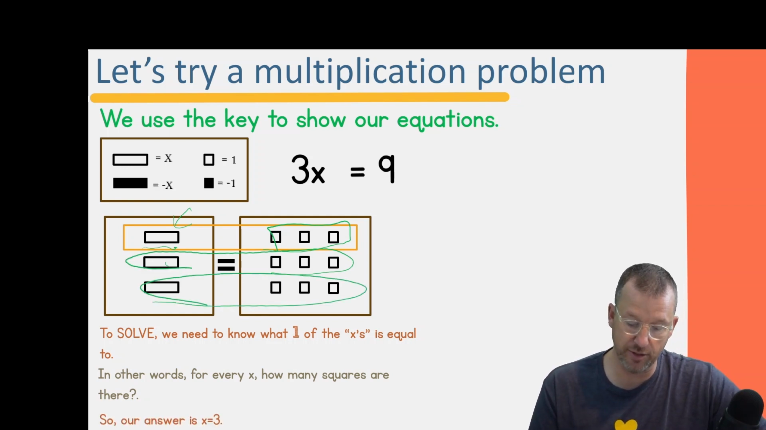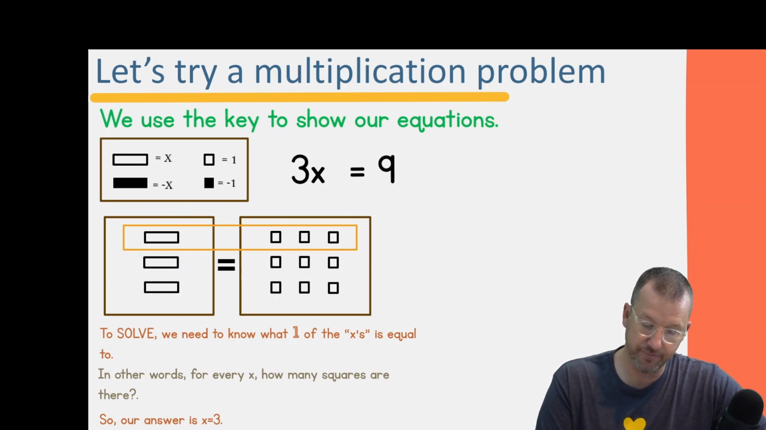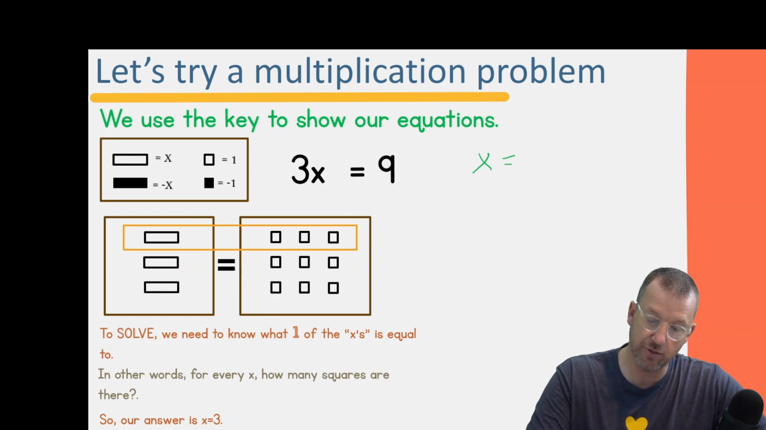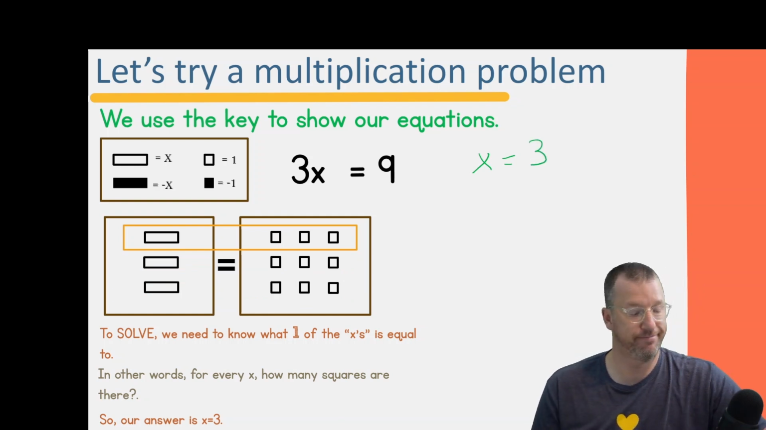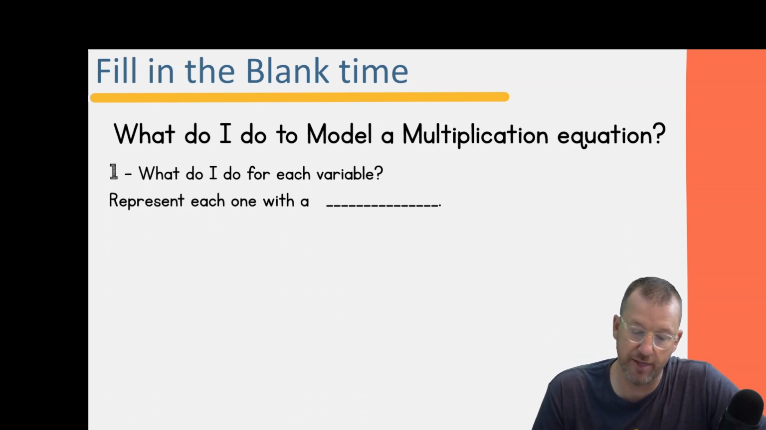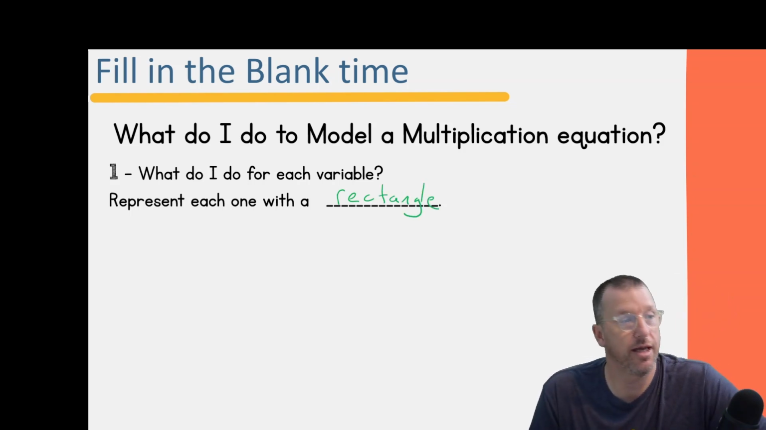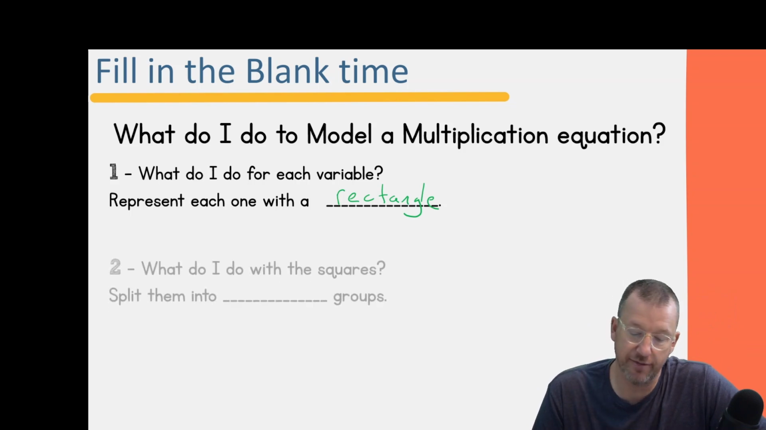And so what we're trying to do is, again, say how much one of them has. So 1x, which is just one of those rectangles, equals how many squares? 3. All right, what do I do to model a multiplication equation? Well, let's fill in the blanks. What do I do for each variable? In that situation, we had 3 variables. Well, we represent each one with a rectangle. And it could be filled in or left empty, depending on if it's positive or negative, okay?